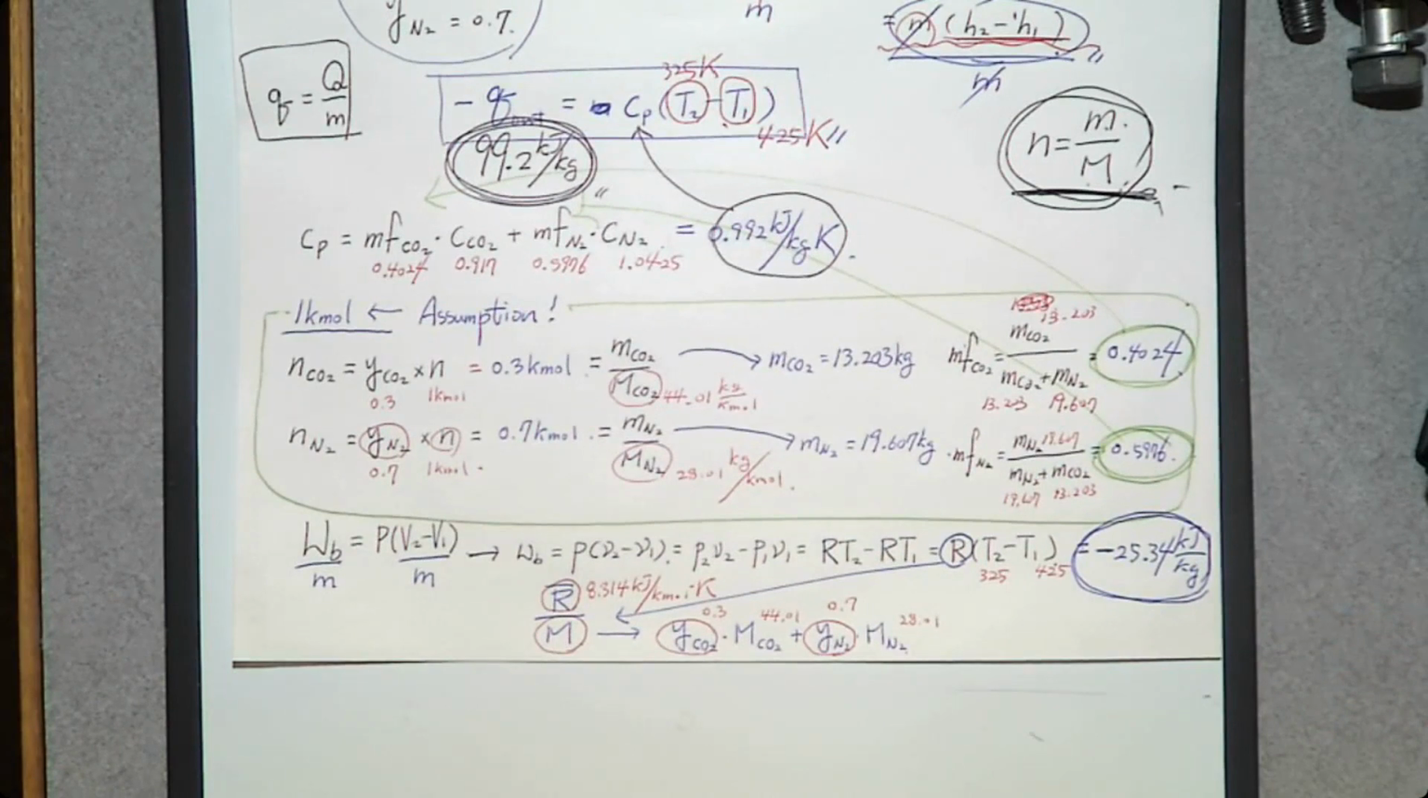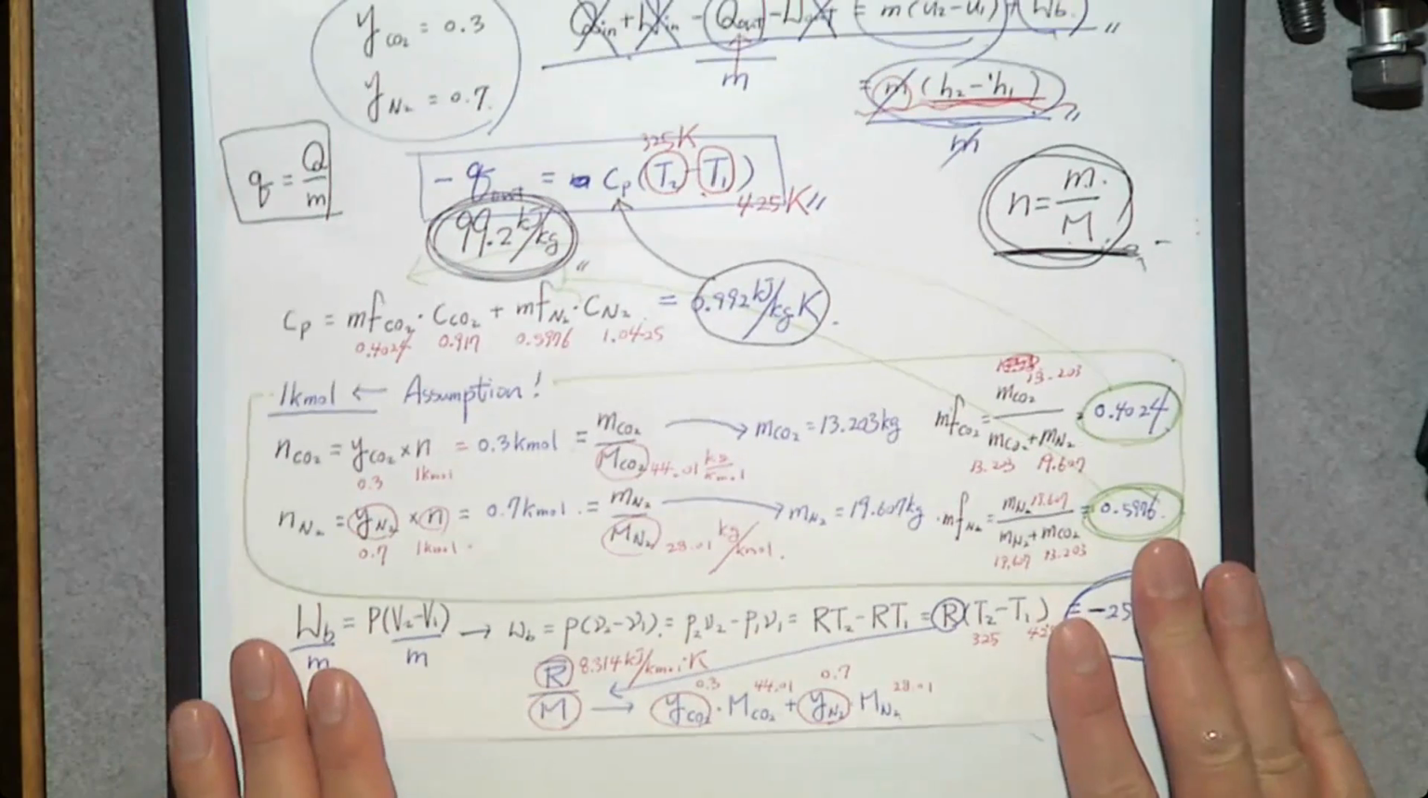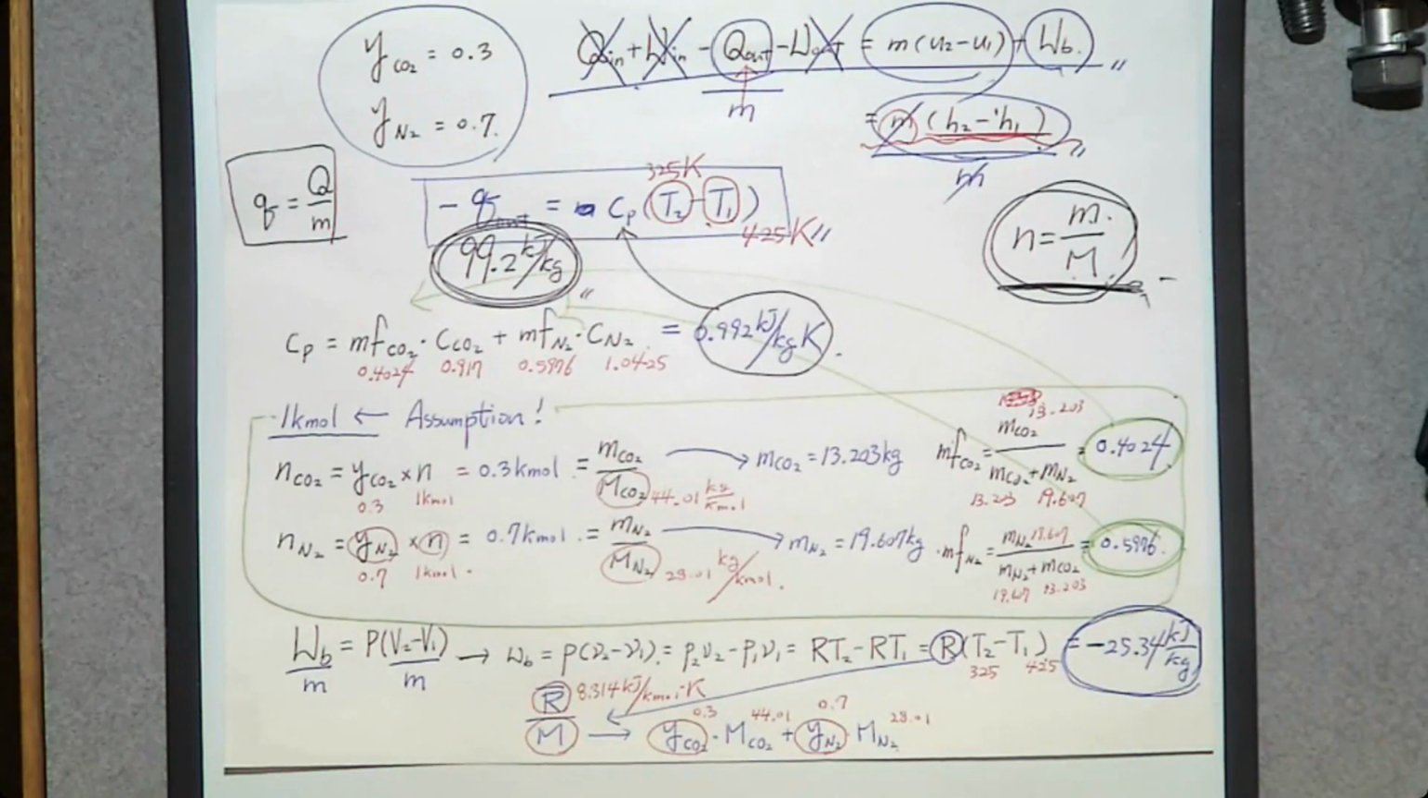Why is there a negative sign? What does it mean? If moving boundary work is positive, what does it mean? Expansion. So we calculated the moving boundary work is negative. That means it's a compression process. So this is how you solve this problem. Any question?